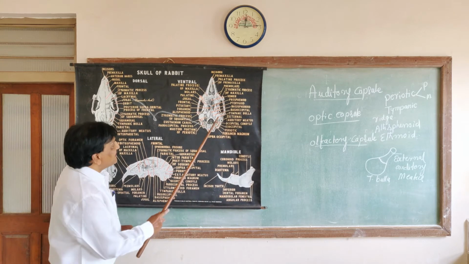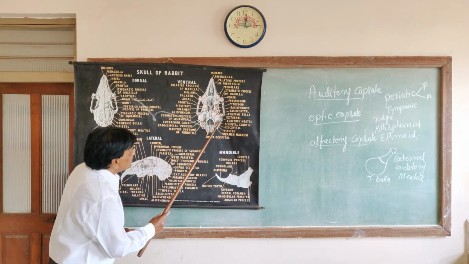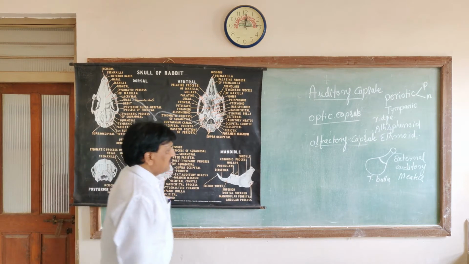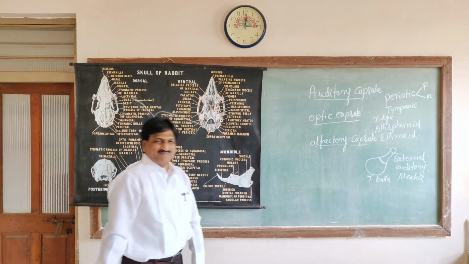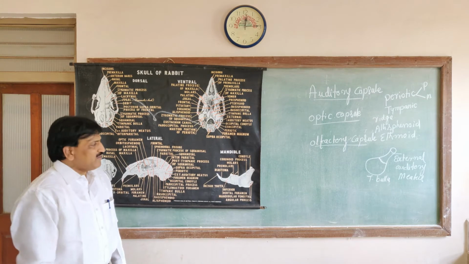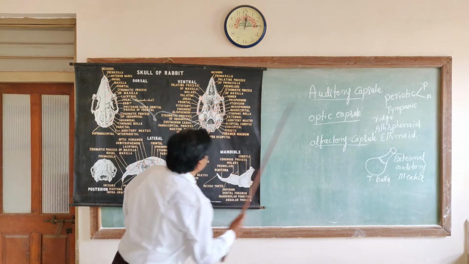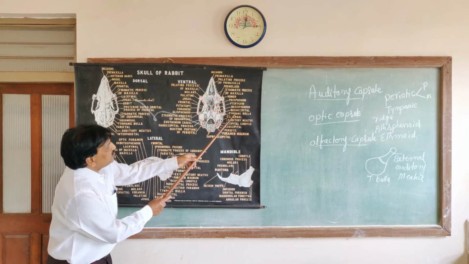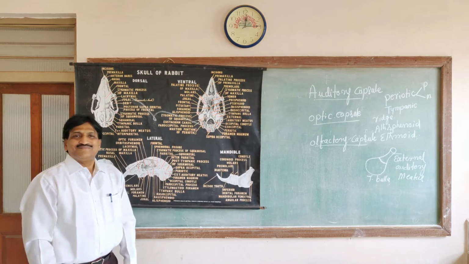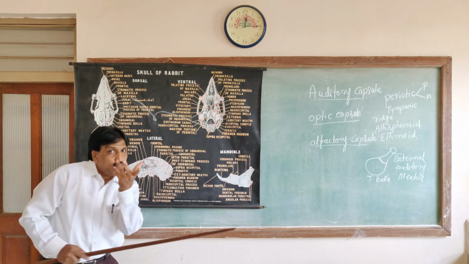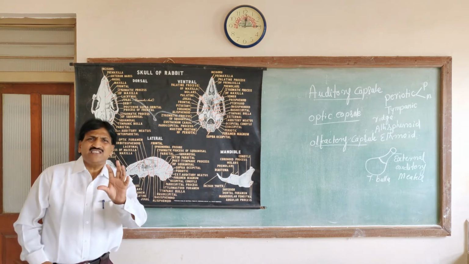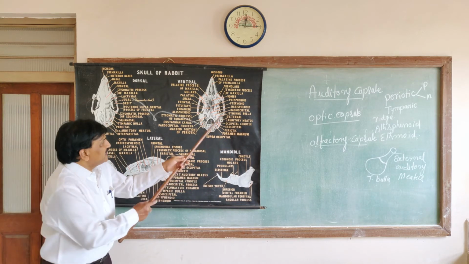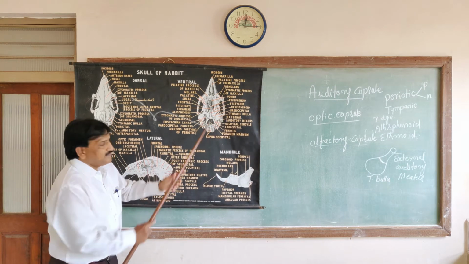This whole structure is called the tympanic bone, and it is made up of two structures. The swollen part, which we can see here, is called the tympanic bulla. It is a rounded structure that resembles a flask.